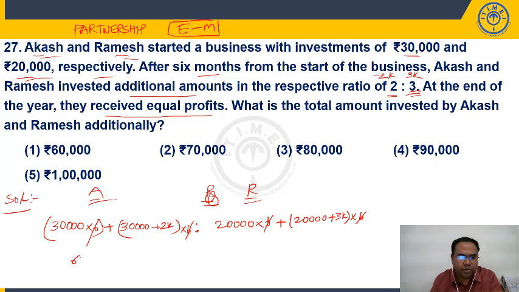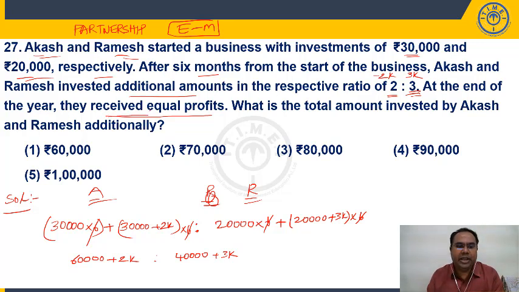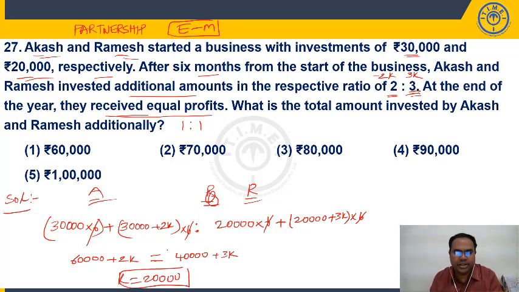How much do we have? 60,000 plus 2K. This is the profit sharing ratio. This is 40,000 plus 3K. Now, what is given is, they received equal profits. So this profit sharing ratio should be equal, right? Equal profit means the profit sharing ratio should be 1:1. So these two should be equal. From this I'll get K is equal to 20,000. You understood why I'm equating this? The ratio is this, but they are getting equal profits, which means their profit ratio is 1:1. So these two should be equal. K is equal to 20,000. What is the total amount invested by Akash and Ramesh?